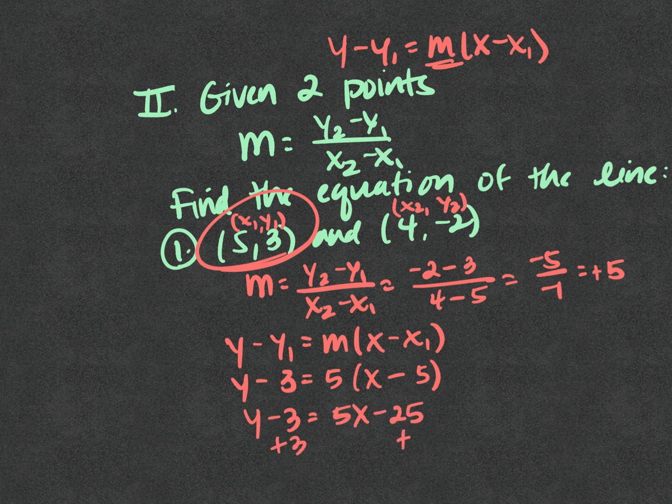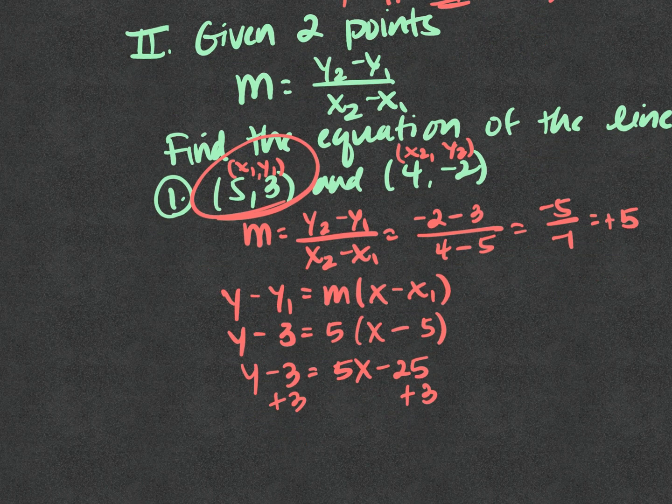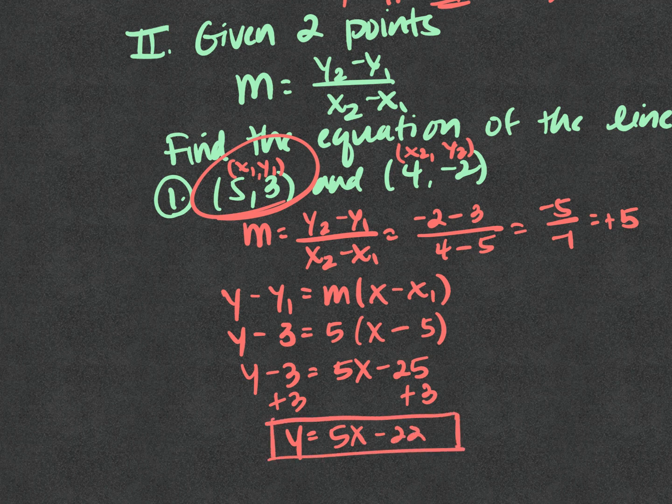Add 3 to both sides. Let's move this up just a hair. So y equals 5x minus 22. Some important notes: always work left to right. Always bring everything down. Good math habits make it easier.